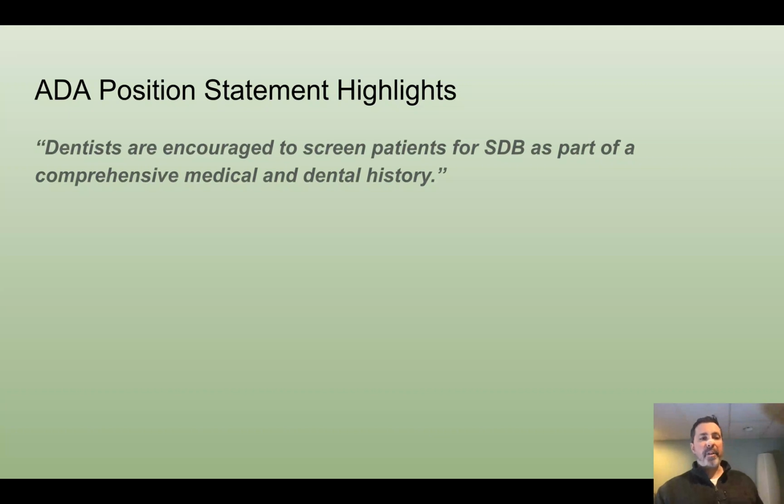What are the highlights from this particular position statement? Well, first and foremost, dentists are encouraged to screen patients for sleep disordered breathing as part of a comprehensive medical and dental history. Yeah, everybody does this. No, unless you know the STOP-BANG protocol, the Epworth Sleepiness Scale, and all of the clinical signs and symptoms of sleep disordered breathing, you're not doing this. We have this in the Miro chart. All of the documents I just spoke about are in that flow chart. Please become familiar with these so you can help your patients live a better quality of life.